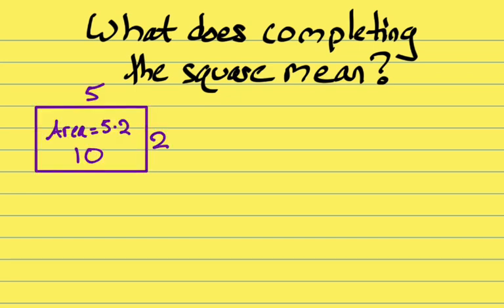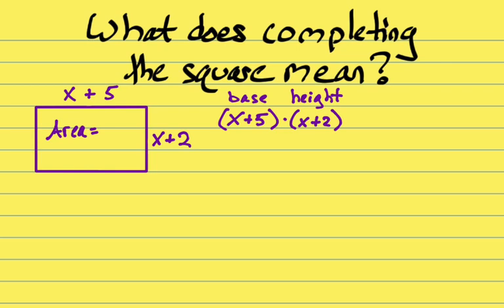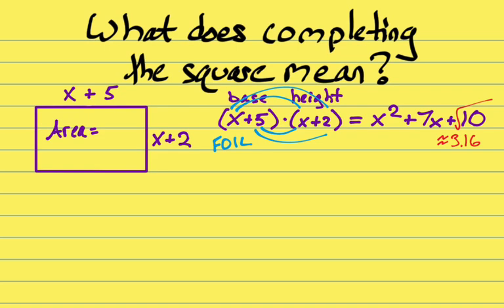Well, if we had a rectangle which doesn't have equal sides, we could still find its area by taking the base times the height. You could still have expressions be the base and the height, and you could still multiply them together. And even then, you could still use FOIL to get the area. But this expression that you would get isn't a perfect square trinomial. 10 is not a perfect square like 16, 25, 36, 49, etc.